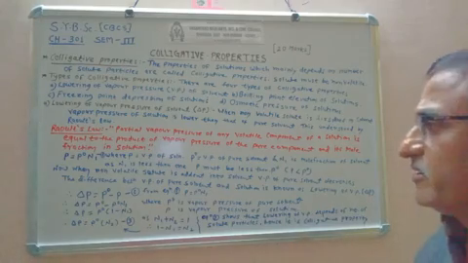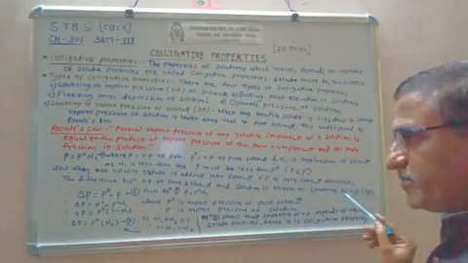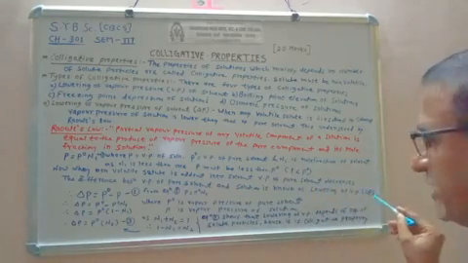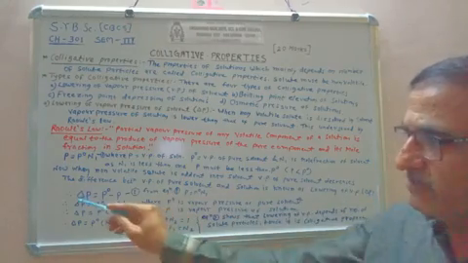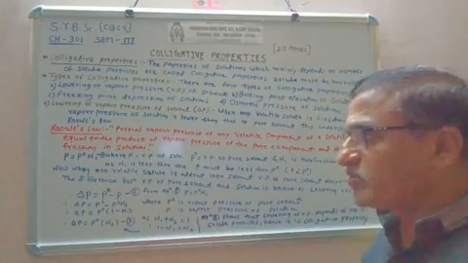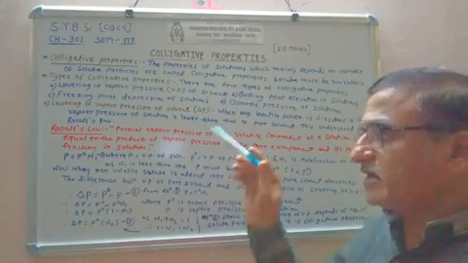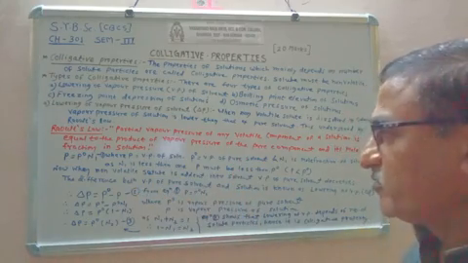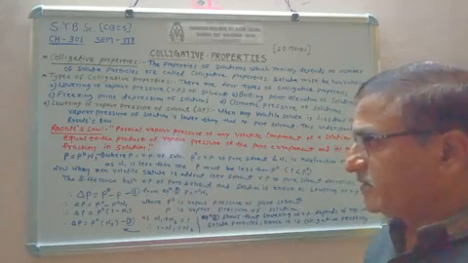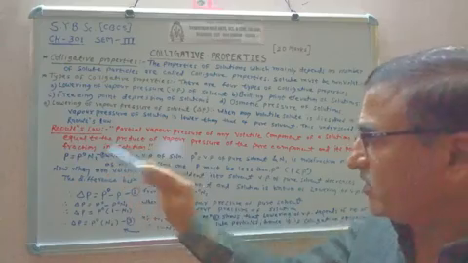The difference between the vapor pressure of pure solvent and solution is known as lowering of vapor pressure, and it is denoted by delta P. So delta P is given as P0 minus P, where P0 is the vapor pressure of pure solvent and P is the vapor pressure of solution, which is formed by the addition of non-volatile solute particles. So this is equation number 2, and this is equation number 1.